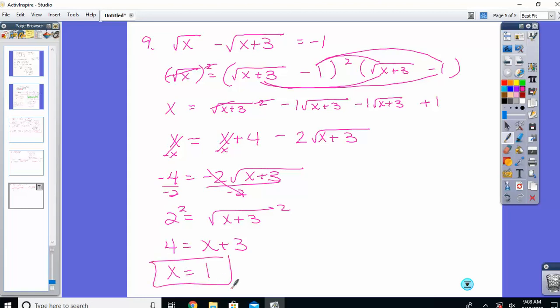What do you need to do at the end of these problems? Check it, because you will get answers that don't work. So if I plug in a 1, I get 1 minus the square root of 4, so 1 minus 2 is -1. It does work.